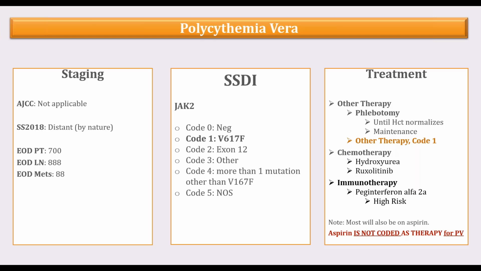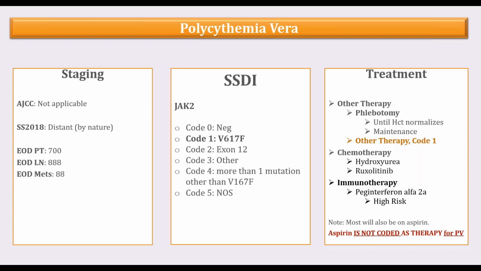Chemotherapy with hydroxyurea is also common. And then for high-risk patients, we might see immunotherapy. Another note I do have here is most of these patients will also be on aspirin. For PV, aspirin is not coded as therapy.